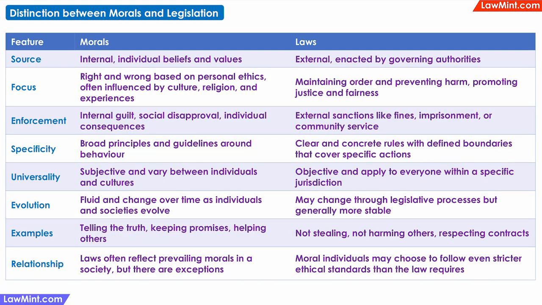Before we move on, quickly read through this table comparing the key differences between morals and laws. Morals are internal. They are based on individual values and beliefs. Laws are external. These are written rules enacted by the government. Morals are focused on the concept of right and wrong, and they may be influenced by factors like culture, religion, etc. Because what is morally wrong in one culture may be acceptable in other cultures.